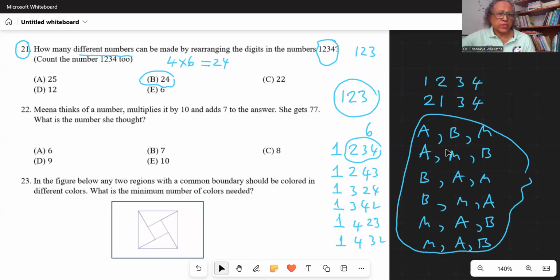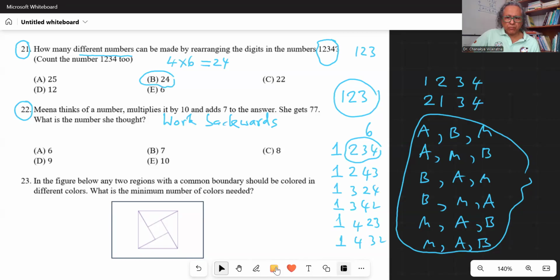Now let's go to the next question. Meena thinks of a number, multiplies it by 10 and adds 7 to the answer. She gets 77. What's the number she thought of? Now, if you think a little bit about this problem, we can use the strategy of working backwards. So usually we work forward, right? But sometimes we work backwards depending on the problem, right?